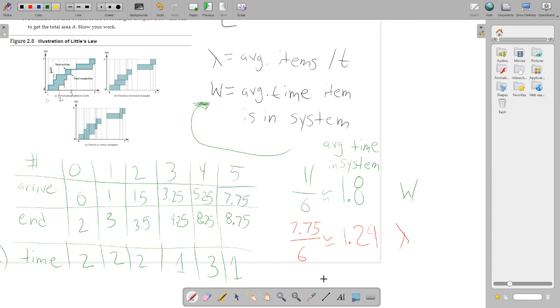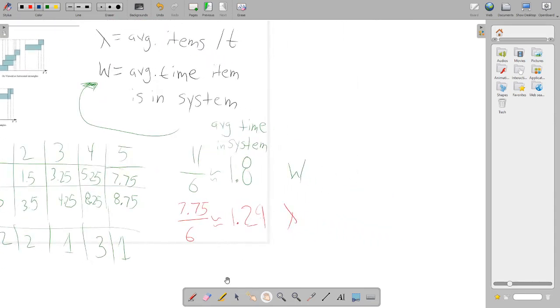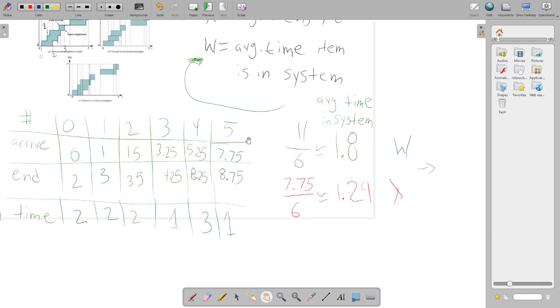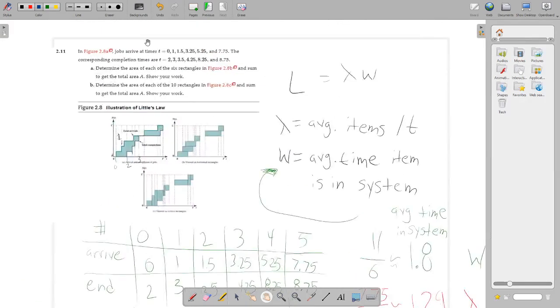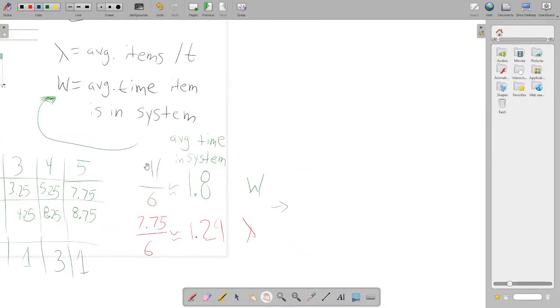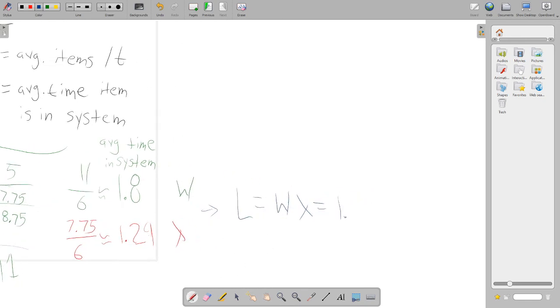Does that make sense how I got these two, at least? Hopefully. And then if we want to find L, we just got to multiply these two. Where'd you get the 6 again? Oh, that's just from the fact that we had 6 jobs, from 0 to 5. I numbered them. We just had 6 jobs enter the system and then finish. So L would be equal to W times lambda, which is just 1.8 times 1.29.